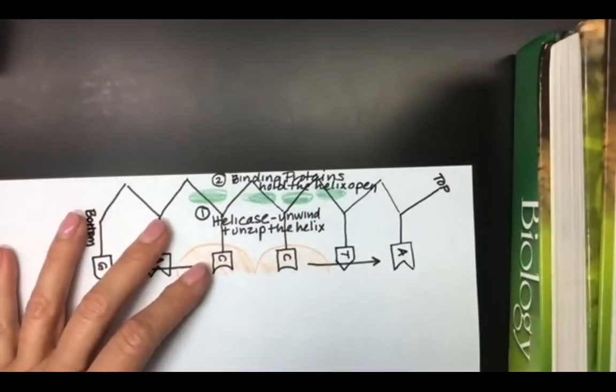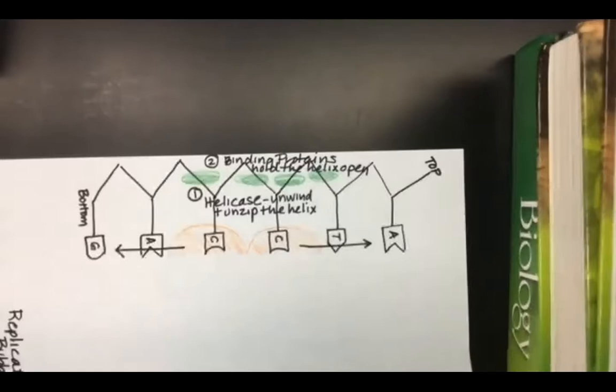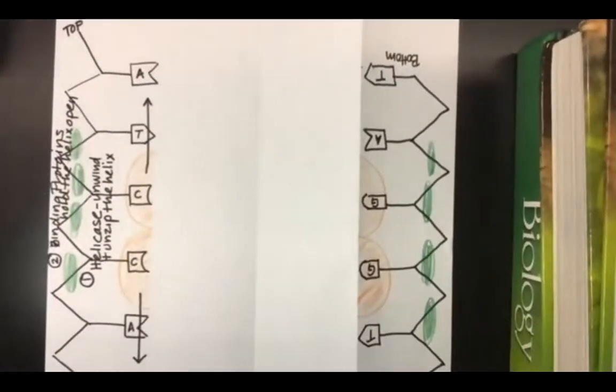So binding proteins are going to hold the helix open, and that is happening on both sides of the molecule, but we're only going to label it here. So the binding proteins are holding this open. So now I have a fully open replication bubble.